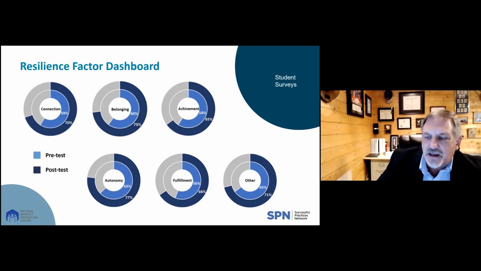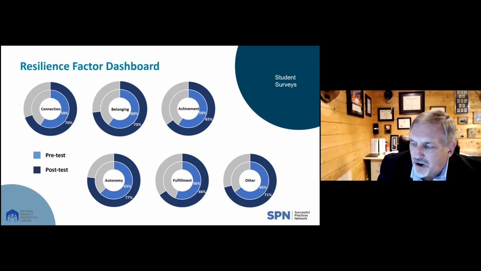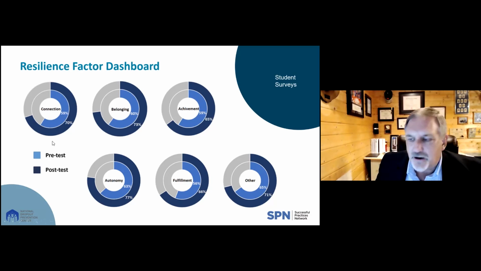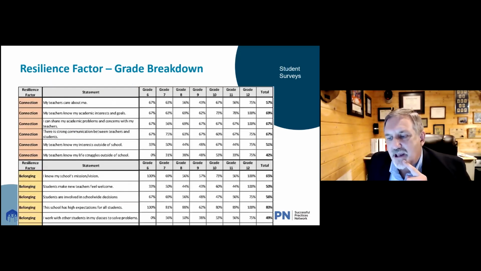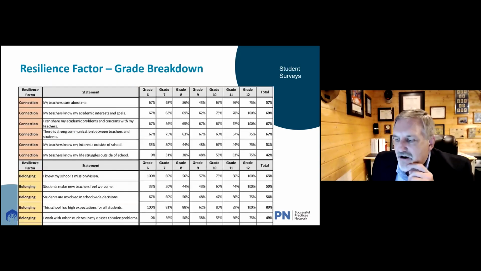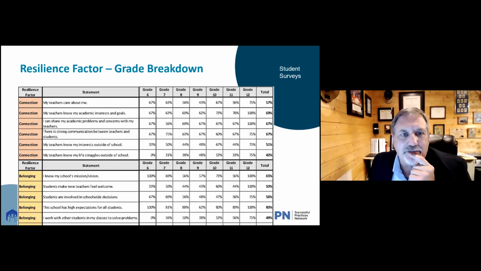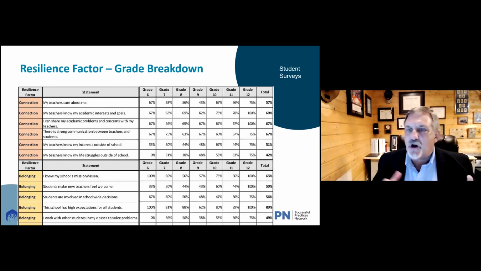So you see in this graph, you're seeing how they scored in relationship to connection, belonging, achievement, autonomy, and fulfillment. And there are also some other questions that we have in that dashboard or in those surveys that just give us some other general questions about the culture and what resilience factors we need to focus on. We can also take that data and break it down and look at it by grade level. And here I've just taken the data that you saw and broken it down. You can look by grade level and see where that is. That's the kind of data that will drive the plan.